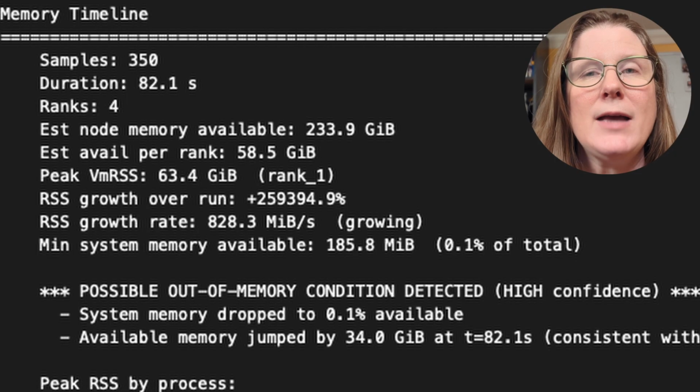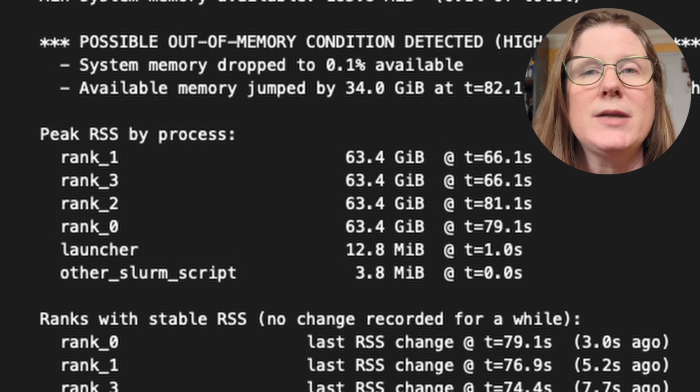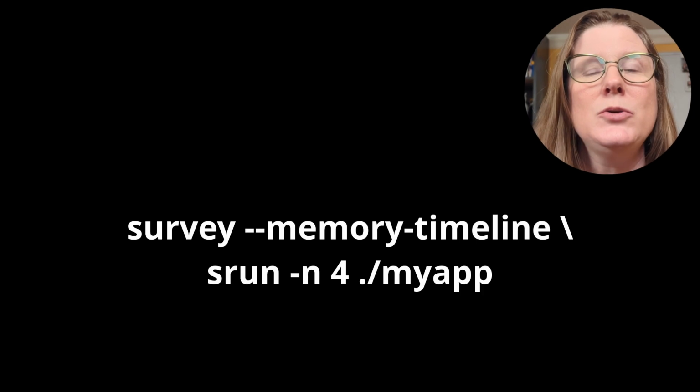Sometimes you don't just want to know how much memory your job used, you want to know when it was used and whether you're at risk of running out. Survey has an optional memory timeline feature that helps diagnose out-of-memory conditions. To enable it, just add the --memory-timeline flag when running Survey.